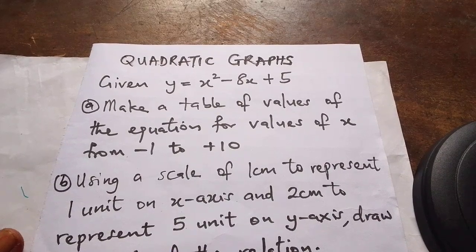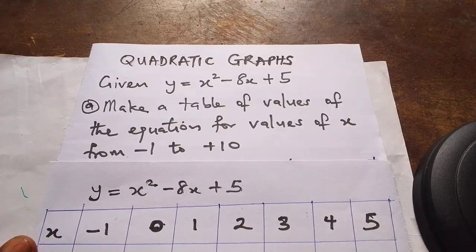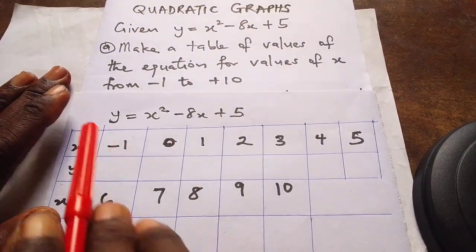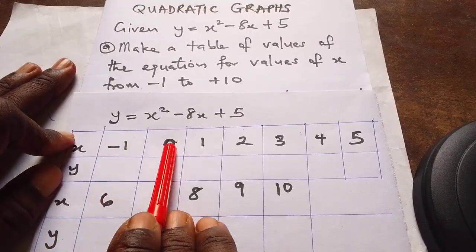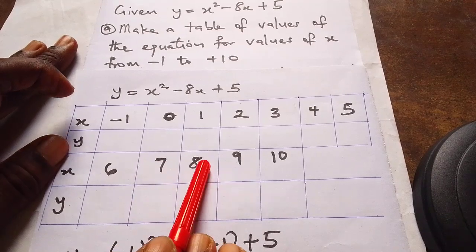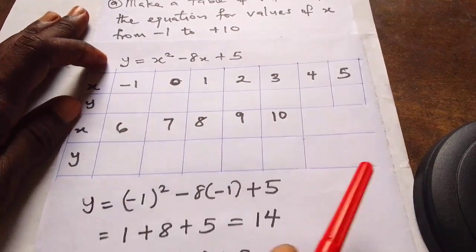So let's start again from the beginning. Given y equals x squared minus 8x plus 5. Make a table of values of the equation for values of x from minus 1 to plus 10. So I'm going to draw the table of values for x and y. The values of x are minus 1, 0, 1, 2, 3, 4, 5, 6, 7, 8, 9, and 10. So I'll be looking for the corresponding value for y.